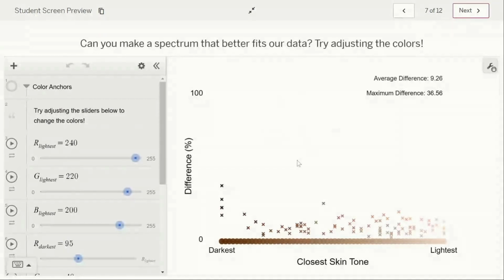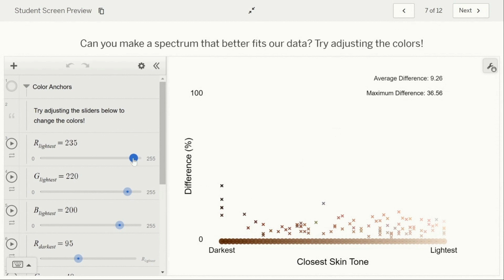We can see here that the darkest skin tones aren't as well represented. And now we've introduced additional numbers here up in the right-hand corner. We have the average difference as well as the maximum difference for students. Average difference here is root mean squared error. But again, we're using culturally relevant, accessible language that a student themselves might be able to explain to a peer.